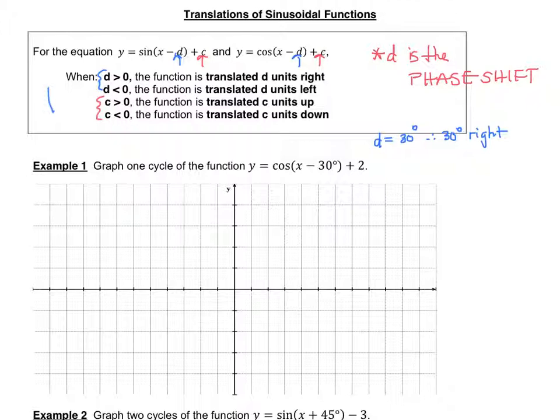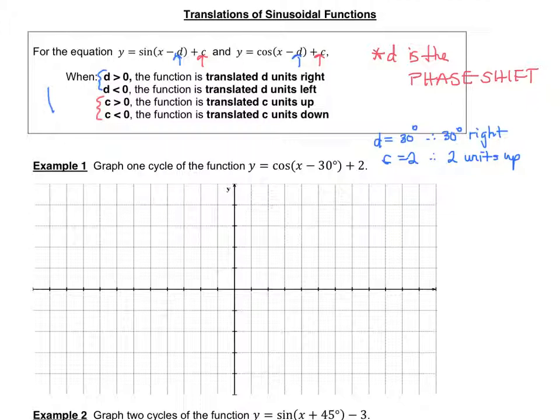Oftentimes, if the phase shift is reported as a negative number, that means it's shifting to the left. In this case, we're shifting to the right, so the phase shift would be positive 30 degrees. And our c value is 2, which tells us we're going to be shifting 2 units up.